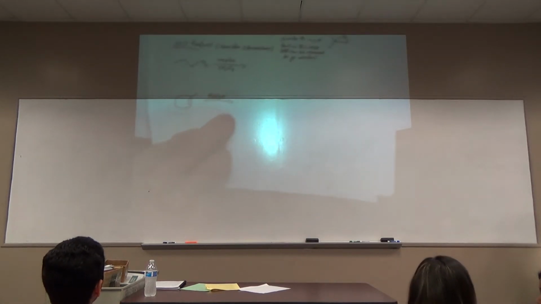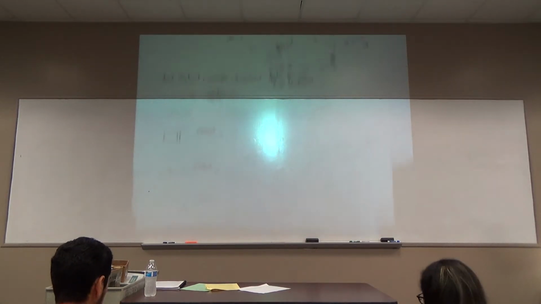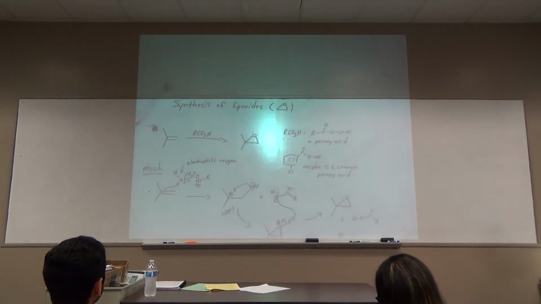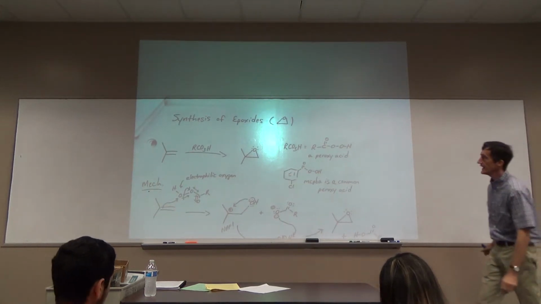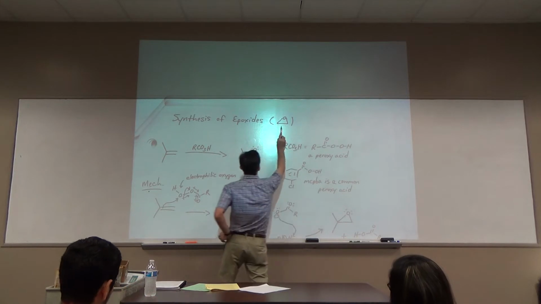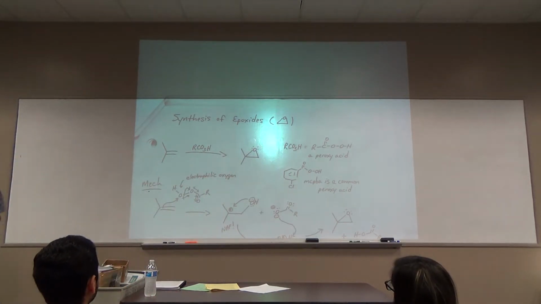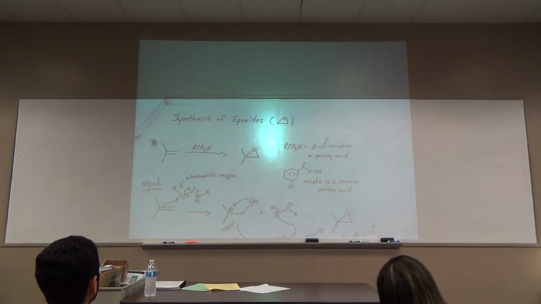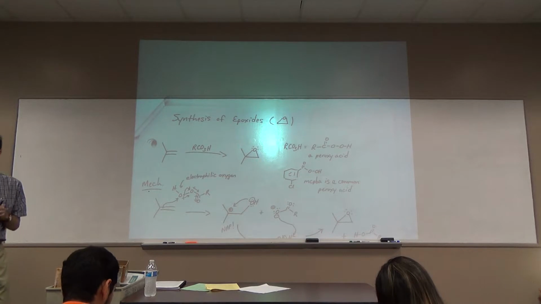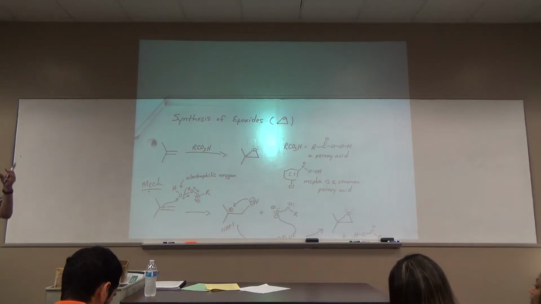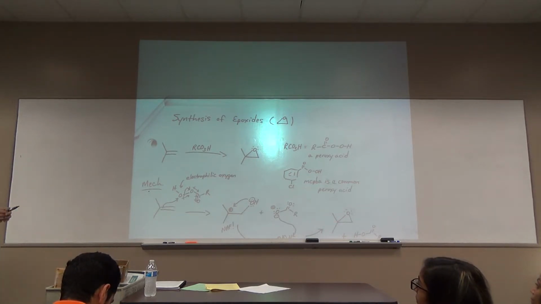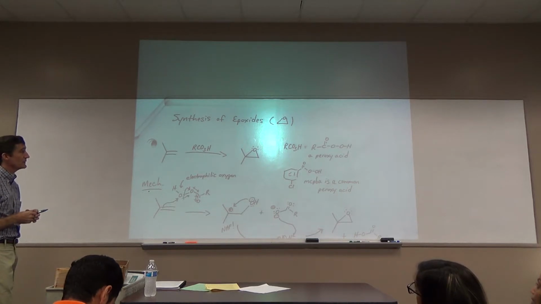Okay, next on the outline as we work our way around on the yellow is synthesis of epoxides. An epoxide is a three-membered ring with an oxygen. Formal name is oxirane, but nobody calls it that. It's called epoxide. Three-membered ring. In terms of functional groups, it's actually an ether. The oxygen is bonded to two carbons. It's a cyclic ether, three-membered ring.